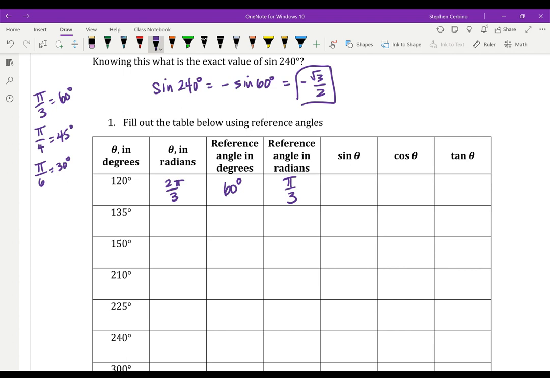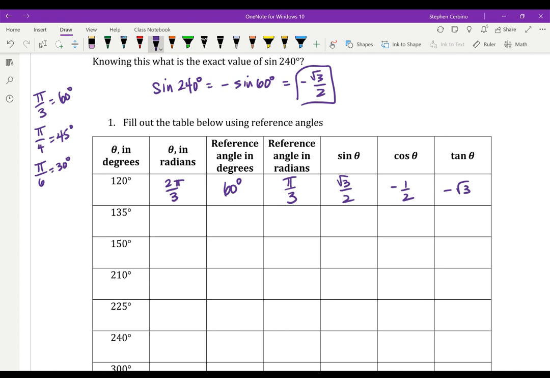Because we're in quadrant 2, we know sine is positive. So the sine of 120 is going to be the same as the sine of 60. Well, the sine of 60 is square root of 3 over 2. We know cosine is negative, so the cosine of 120 is going to be the negative of the cosine of 60. The cosine of 60 is 1/2, so this is going to be negative 1/2. We also know that tangent is negative in quadrant 2, so it's going to be the negative of the tangent of 60. We know the tangent of 60 is square root of 3, so it's going to be negative square root of 3.